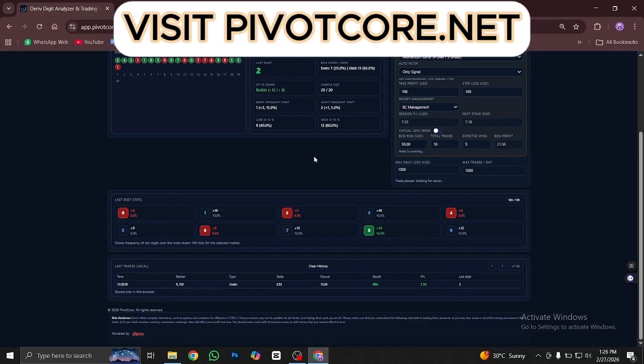We all know that manual trading can be exhausting and emotional, leading to costly mistakes. But what if you could automate your logic? PivotCore is a seamless, high-speed platform that takes your favorite strategies and executes them with robotic precision. Today, I'm moving away from manual clicks and showing you how automation can completely transform your trading results.